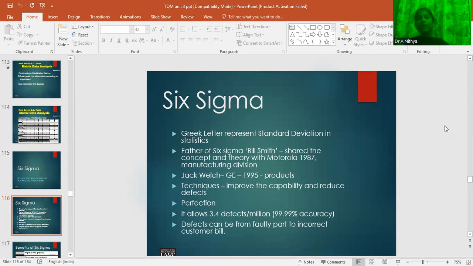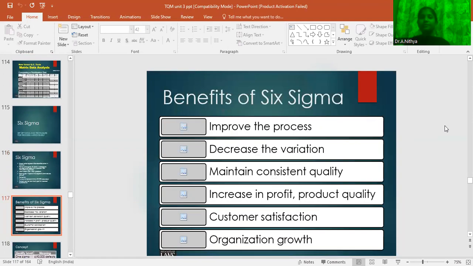So it allows only 3.4 defects per million, that is 99.99% accuracy. Defects can be anything from a faulty part to an incorrect customer bill. The benefits of Six Sigma are improved processes, decreased variation, consistent quality, increase in profit and product quality, customer satisfaction, and organizational growth.